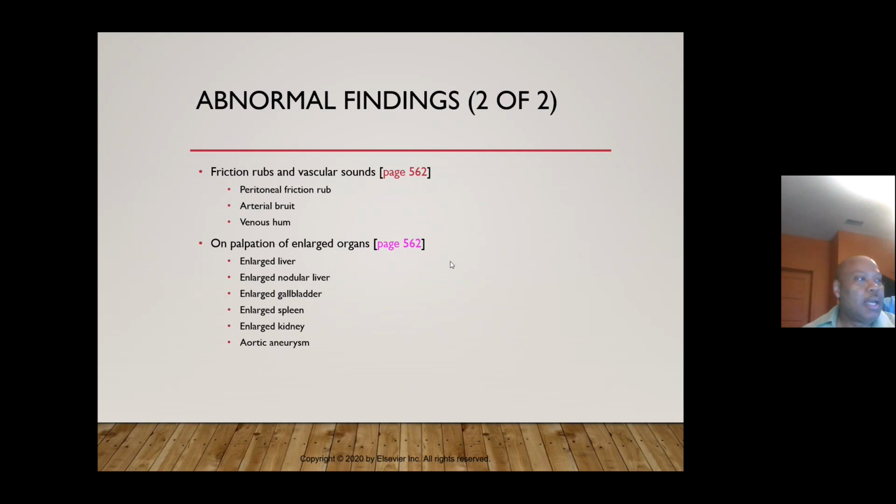And of course, on palpation of enlarged organs, that involves the liver, the gallbladder, spleen, kidney, and also considering an aortic aneurysm as well. And that's on page 552. I did provide that information. So read about what the possible health issues are with an abnormal assessment finding. That's what you will take note of in these sections.